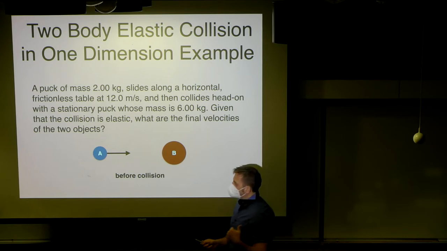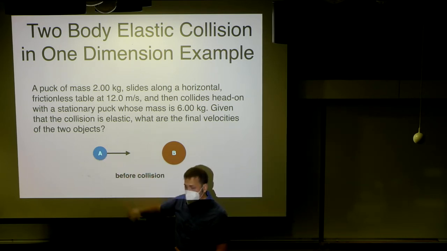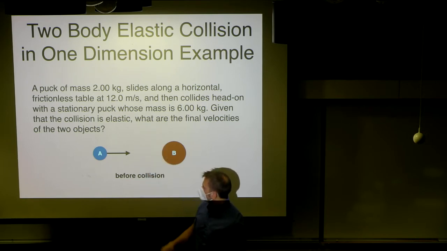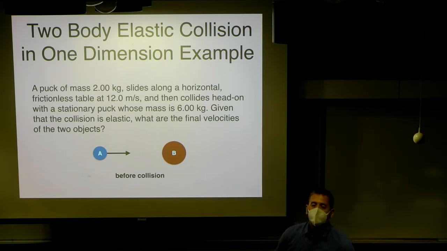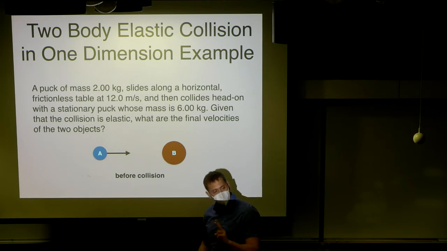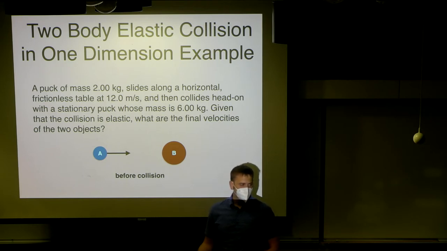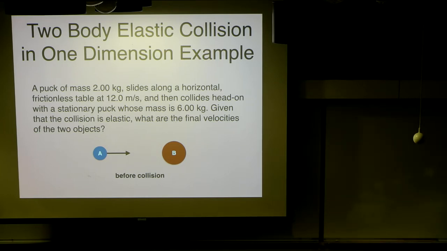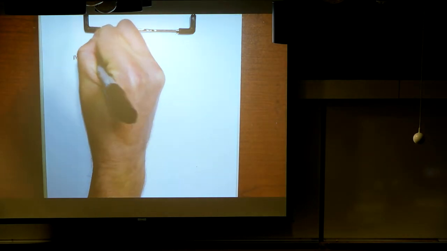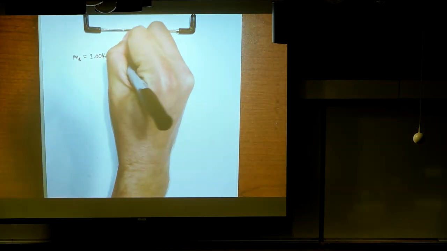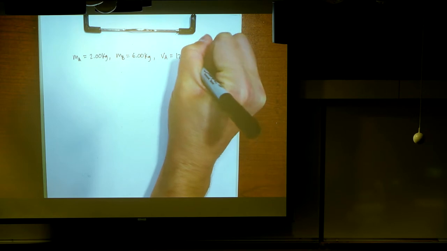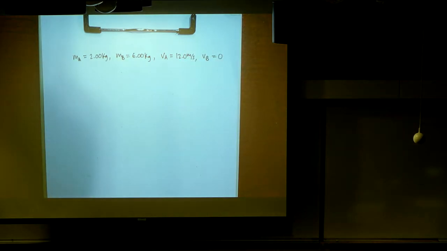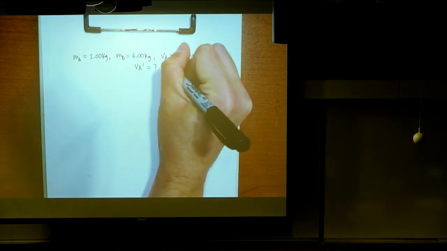So basically here, I know VA, correct? VA, that's the velocity of A before collision, that's 12 meters per second, okay? What's VB, velocity of B before collision? That would be 0, because it's not moving. So there's two unknown velocities to solve for, which we call VA prime, VB prime for after collision. That's what we're trying to find here. Okay, so clear on that? All right, so here's what I know. I'm just going to write it all down. MA is 2 kilograms. MB is 6 kilograms. Okay, VA, again, that's before collision, 12 meters per second. And VB, 0. What do we want to find out? We want to find VA prime and VB prime.